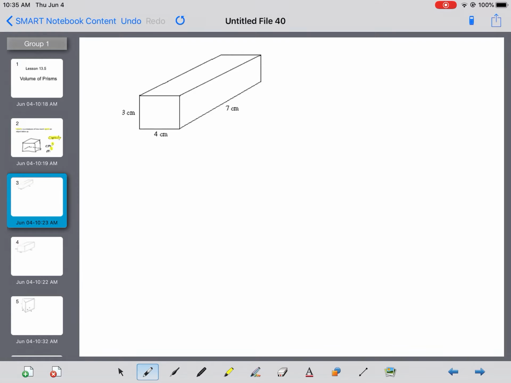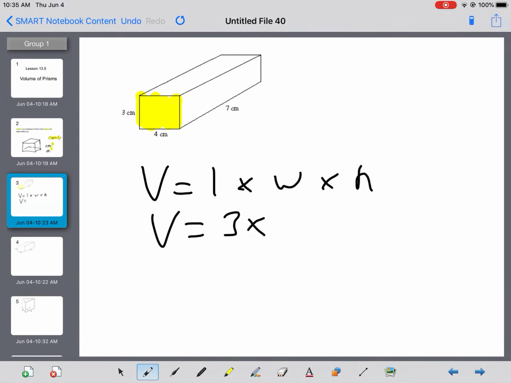When we want to find the volume of something, we can use the formula volume equals length times width times the height. There's a couple of different ways to think about that, really. It also doesn't really matter what you think is the length, the width, and the height. First I could think about this square right here. If I wanted to just find the area of that square, you guys all know that I would do 3 times 4. That would be 12 centimeters squared.